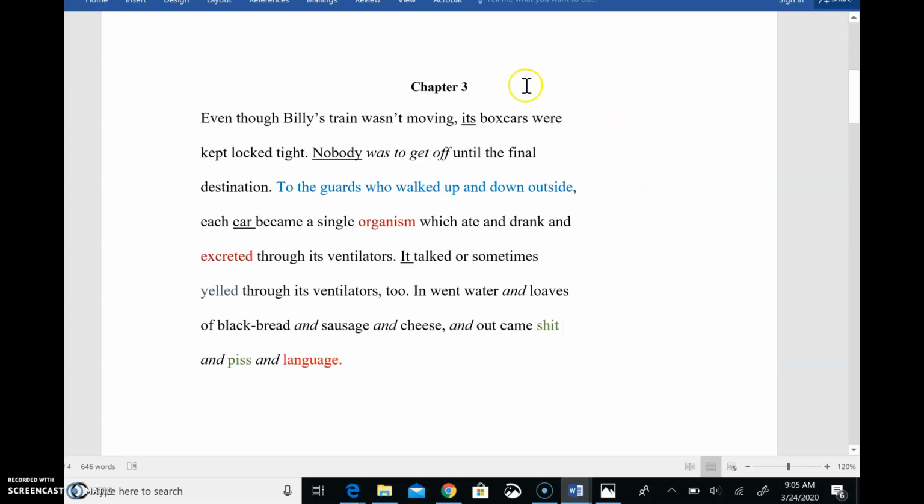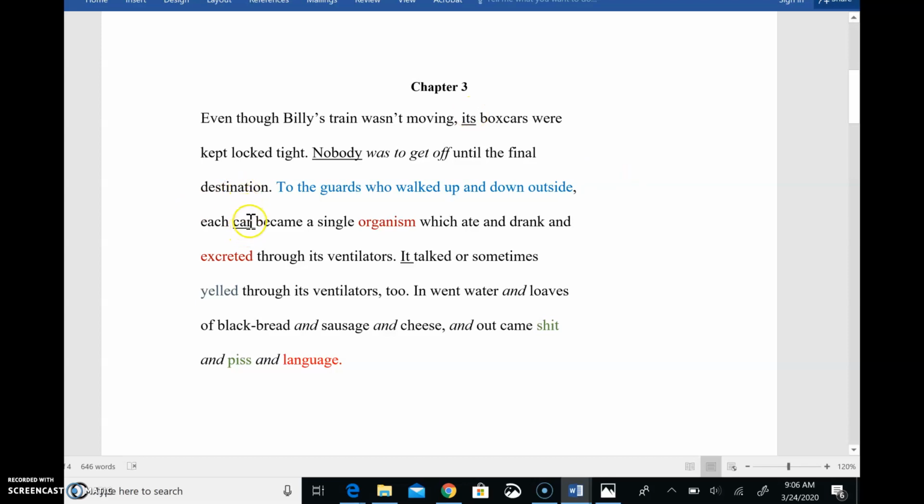Anyway, backing up though, all of those things are not being done by Billy. We have a shift in perspective here. One of the things I've been talking about is perception, how things are seen. I talked about it at the beginning of chapter 3, where we get the German Shepherd princess's point of view on war. Here, Billy is barely here. He's in the background because to the guards who walked up and down outside, each car became a single organism which ate and drank and excreted through its ventilators.